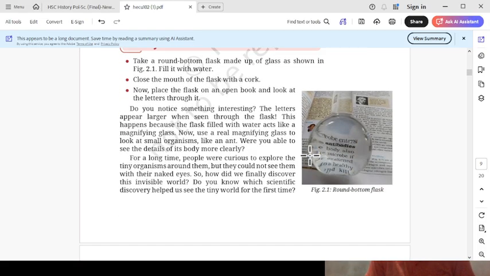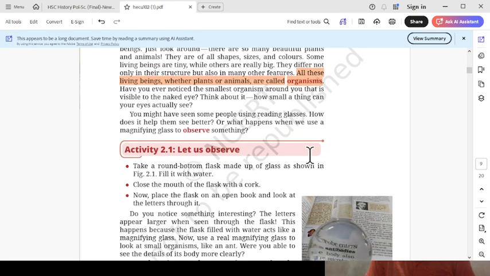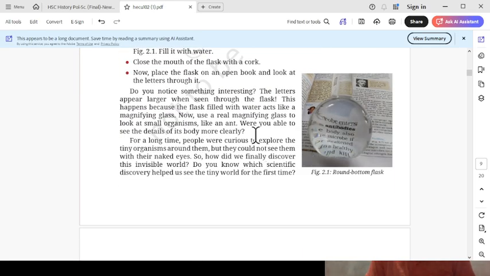Basically here we can focus the magnifying glass. So what is a magnifying glass? We read the next paragraph to understand it. First, do you notice something interesting? The letters appear larger when seen through the flask. This happens because the flask is filled with water. This flask filled with water acts like a magnifying glass.